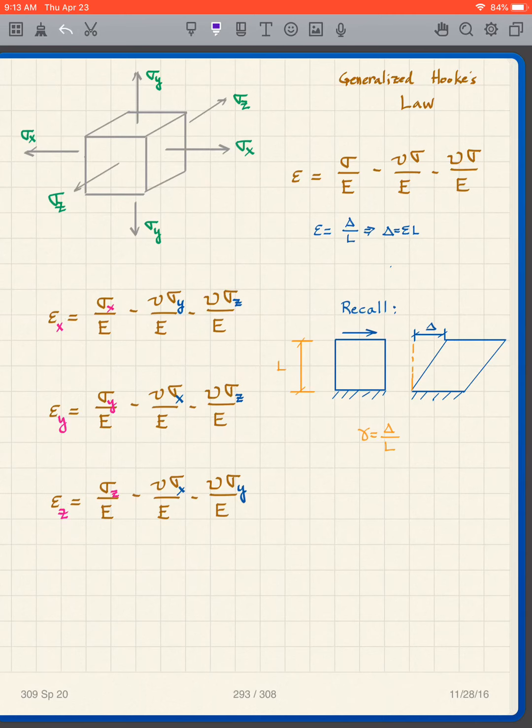This is just a reminder of what strain is. Remember, normal strain is delta over L, and shear strain, gamma, is also delta over L, but the delta and the L are measured differently for the shear strain. Here's my delta for shear strain. Here's my L for shear strain.